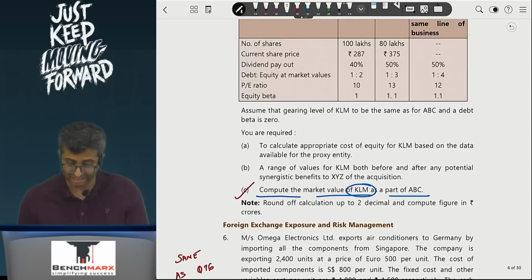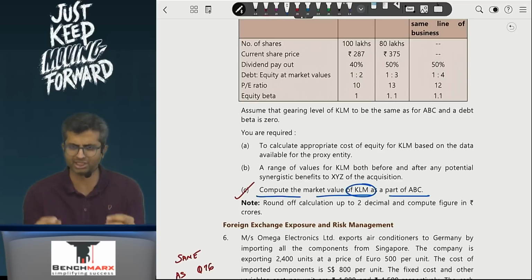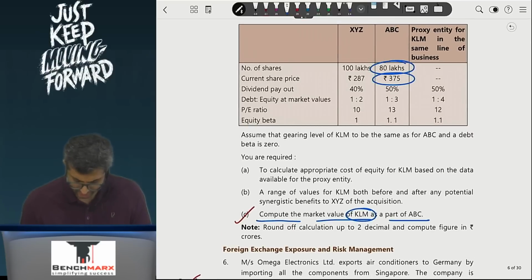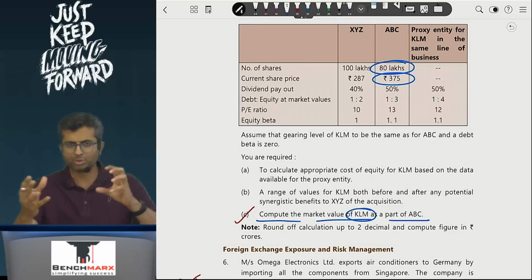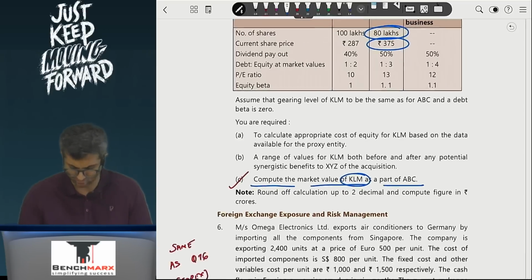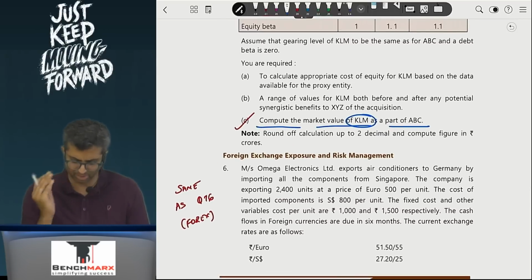So what they do is they take the earnings of KLM multiplied with the P/E ratio of ABC, and that is one way. Or you take the total value of ABC, which is the current company, 80 lakh shares into 375, that is the total market cap, and then you split the market cap between KLM and other businesses of ABC in the ratio of the earnings. So this is the only point which is different, though they have not given you adequate data for this. Point A and B was already done.